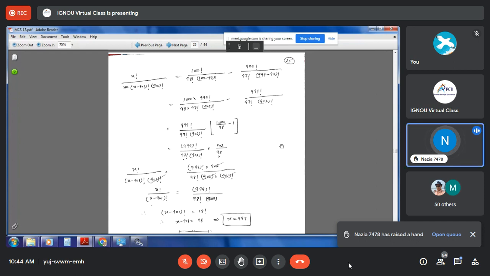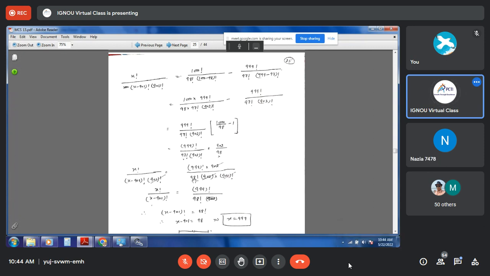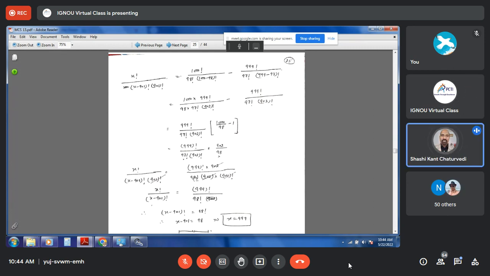Sir, 97 factorial. 97 factorial, here send 98 into this factorial, it will become 98 factorial. Clear? Yes, sir. Okay, sir. Sir, this factorial also cancels with its opposite. Yes. Good. Yes, this is the theorem. Then this is solved.